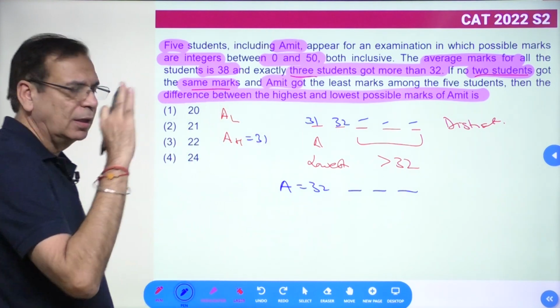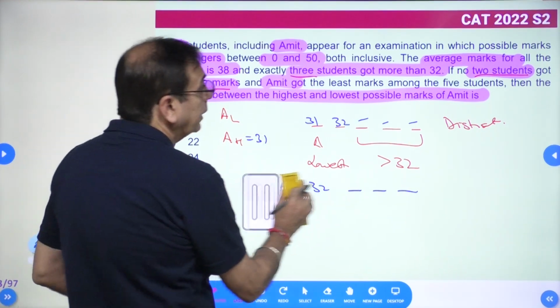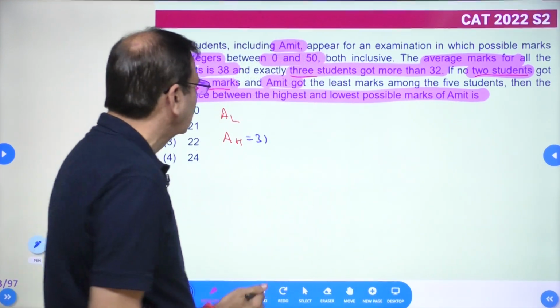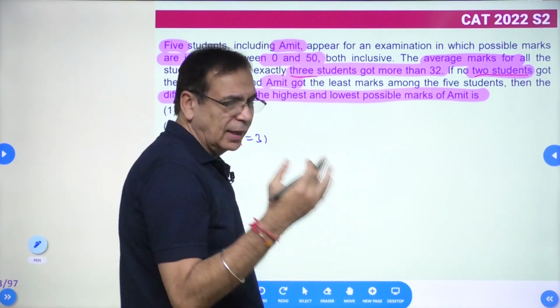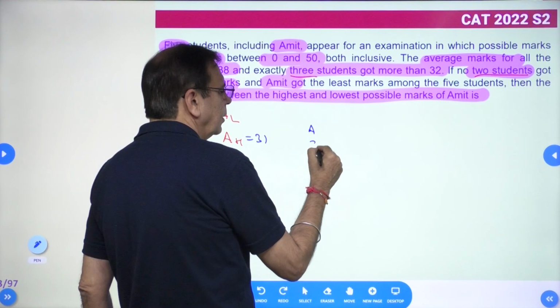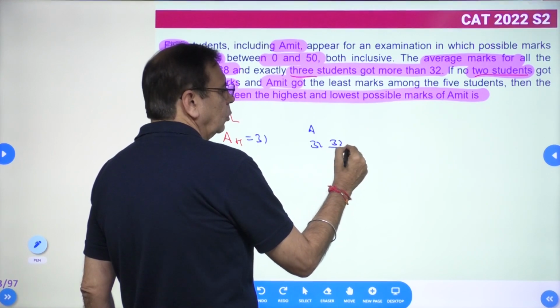This is the easiest thing to look at. Do you need to check whether it is possible or not? Yes, if you want you can check, but I don't think it's required. So that's why I didn't do it, and actually in the paper also I don't do it. But let's check. If Amit is 31, there's one person at 32.